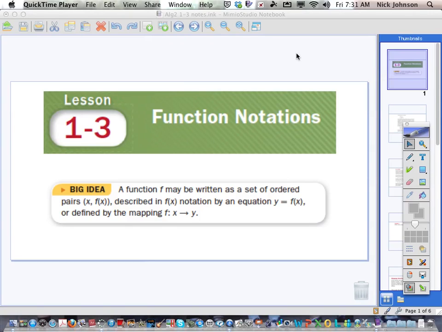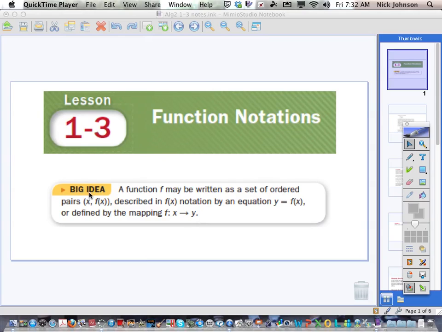Today, my Algebra 2 students, we're going to talk about Lesson 1-3, Function Notations. The big idea: a function f may be written as a set of ordered pairs x, f of x, described in f of x notation by any equation y equals f of x, or defined by the mapping f such that x maps onto y.